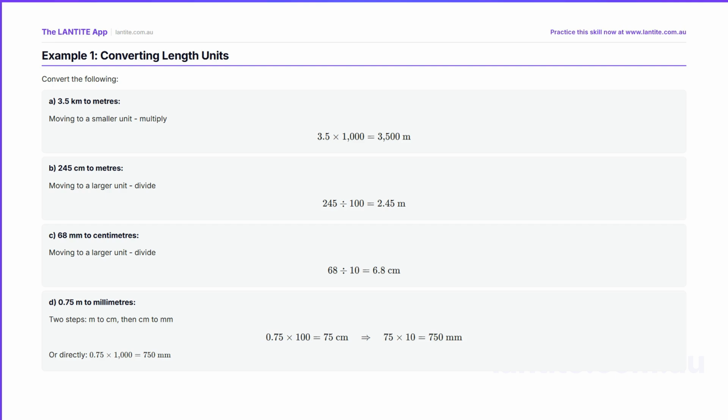Let's practice converting units. For 3.5 kilometers to meters, we are going to a smaller unit, so we multiply by 1,000, giving us 3,500 meters. For 245 centimeters to meters, we are going to a larger unit, so we divide by 100, giving 2.45 meters. For 68 millimeters to centimeters, divide by 10 to get 6.8 centimeters. For 0.75 meters to millimeters, we can do it in 2 steps or directly multiply by 1,000 to get 750 millimeters.